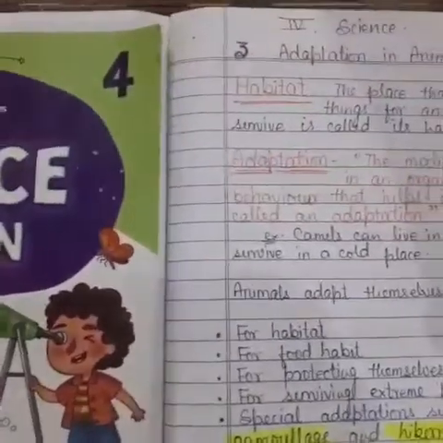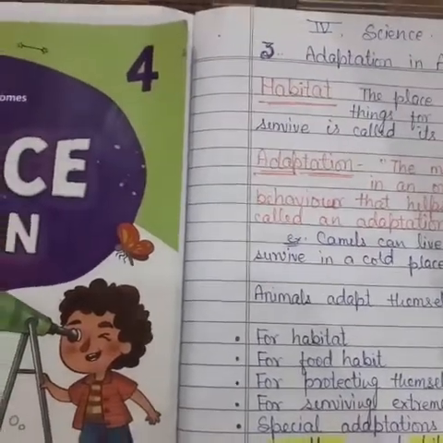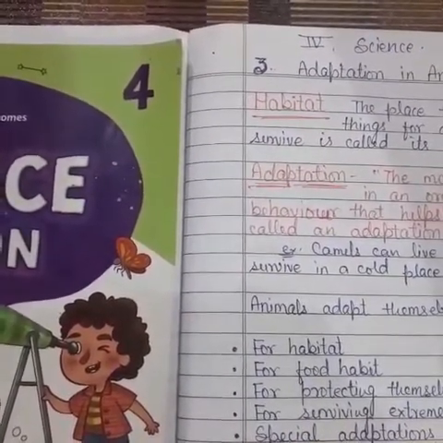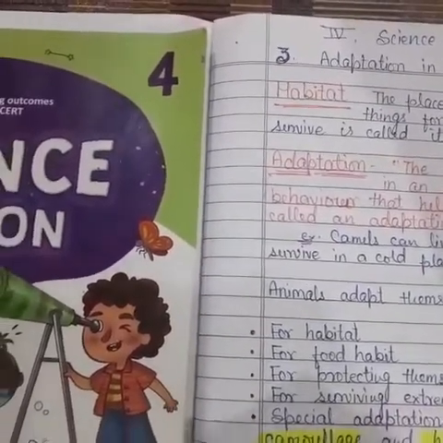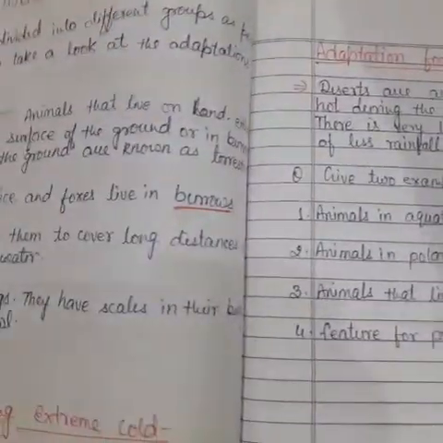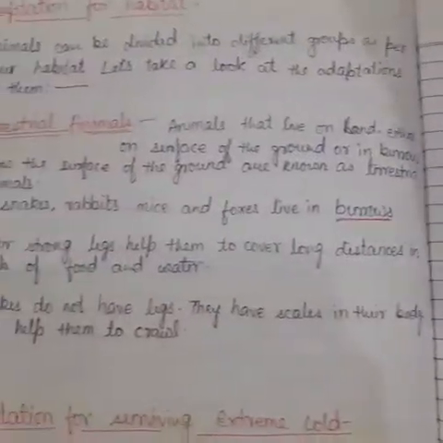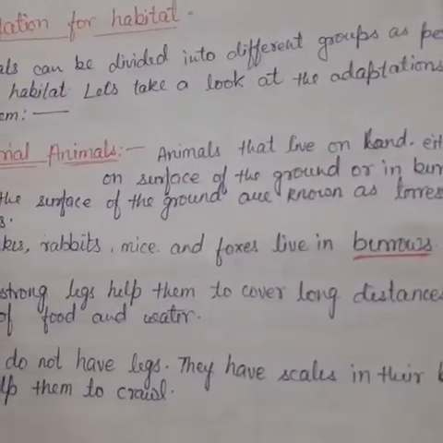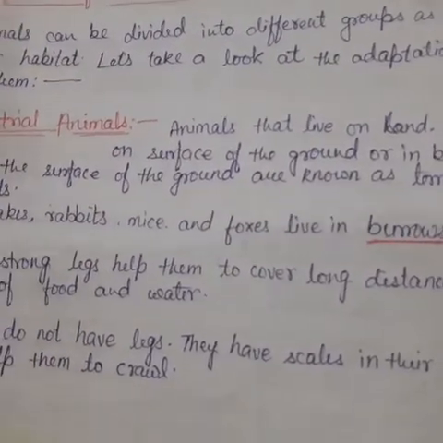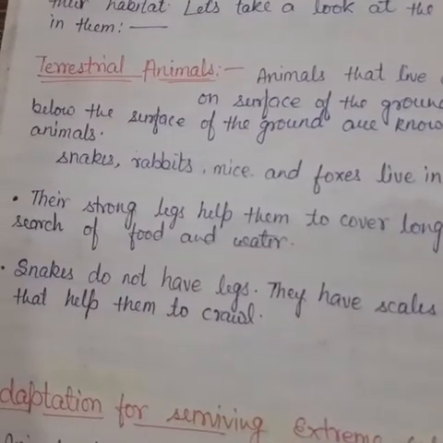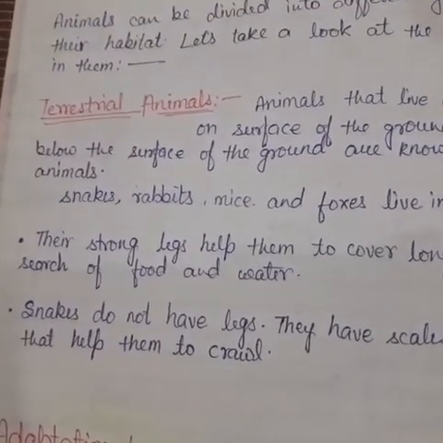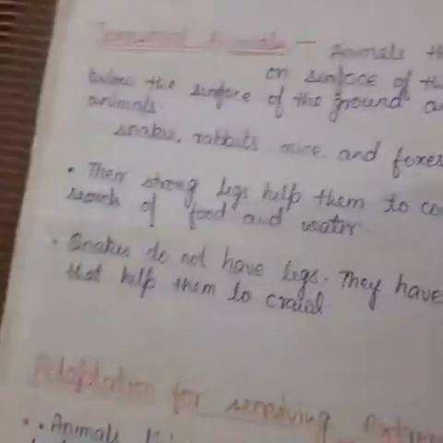In your previous video, we learned what habitat, adaptations, migration, camouflage and hibernation are. And today we will learn about adaptation for the habitat. Here they are divided into many categories. The first one is terrestrial animals, the second one is aquatic animals, and today we will learn about the terrestrial animals.